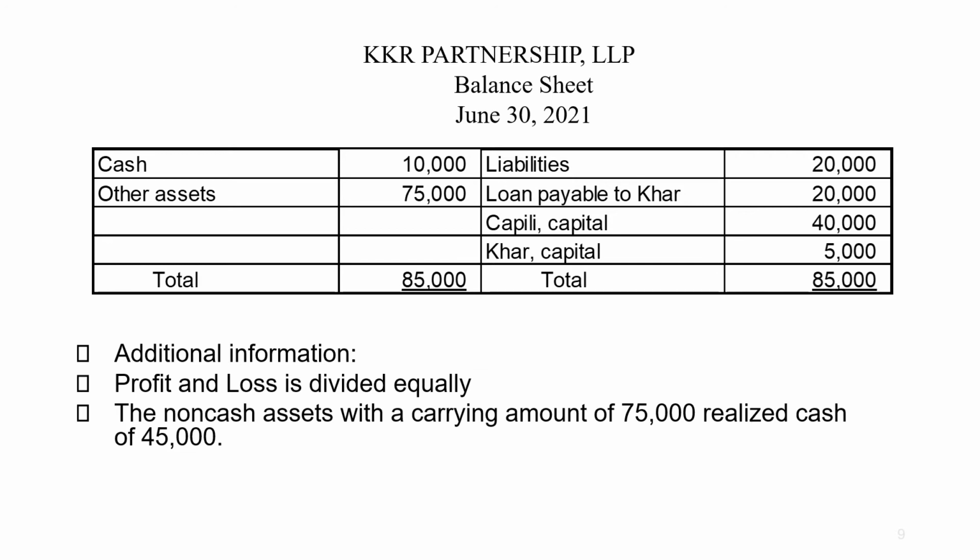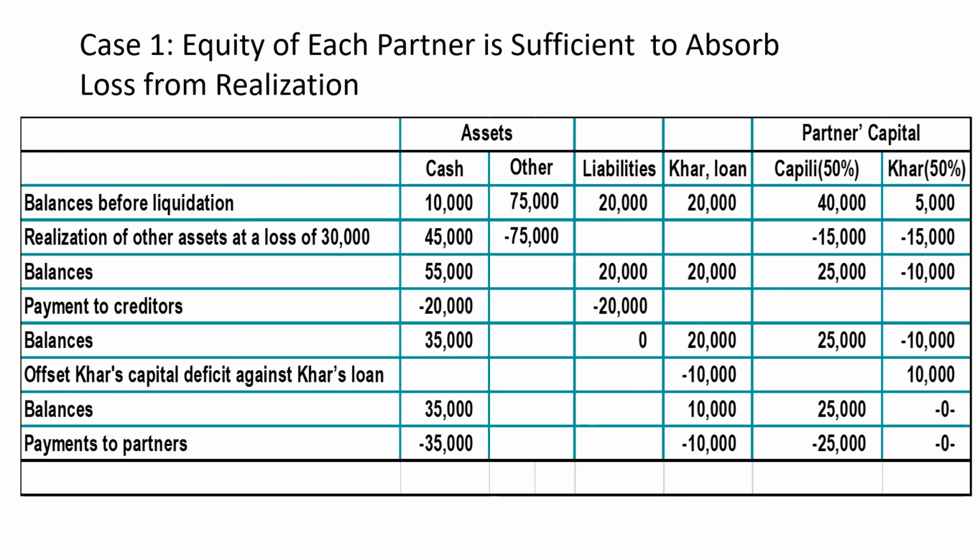Non-cash assets with a carrying amount of 75,000 realized cash of 45,000. So how much is the loss? 30,000. So let's see the balance before liquidation. We know that cash is 10,000. Other assets, 75,000. Liabilities, 20,000. Car loan, 20,000. Kapili capital, 40,000. Car capital, 15,000. Realization of other assets at a loss of 30,000 because we sold these other assets from 75,000 and only realized 45,000. And as we said, any loss should be absorbed by the partners according to their P&L ratio. So 30,000, 50-50, because we said it's divided equally. Then the share of loss of Kapili is 15,000 and Car is also 15,000.